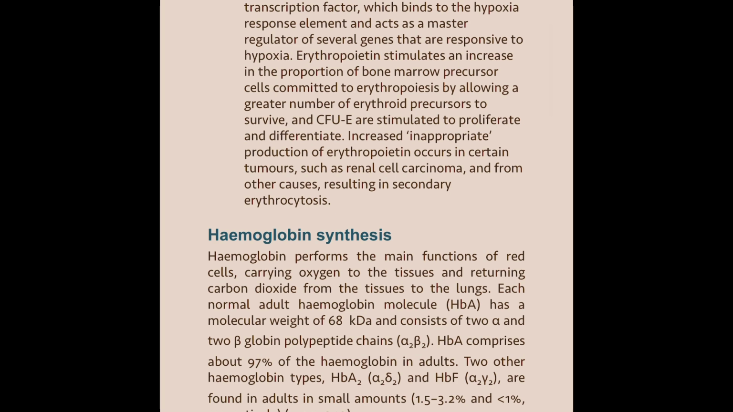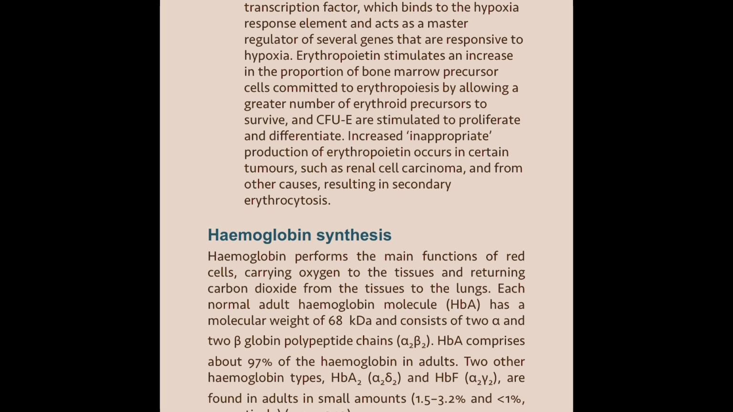Hemoglobin synthesis. Hemoglobin performs the main function of red cells, carrying oxygen to the tissue and returning carbon dioxide from the tissue to the lungs. Each normal adult hemoglobin molecule, hemoglobin A, has a molecular weight of 68 kDa and consists of 2 alpha and 2 beta hemoglobin polypeptide chains, alpha 2 beta 2. Hemoglobin A comprises about 97% of the hemoglobin in adults.